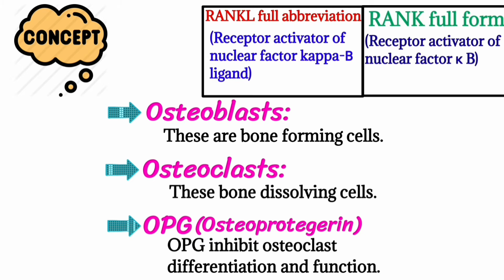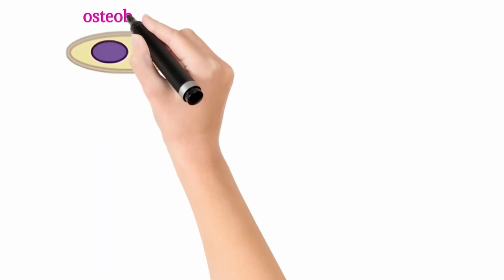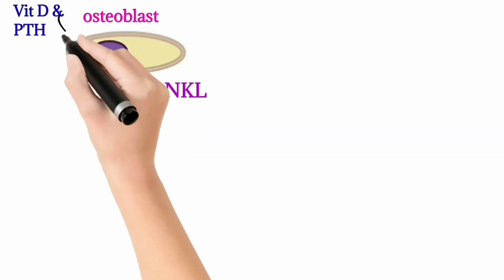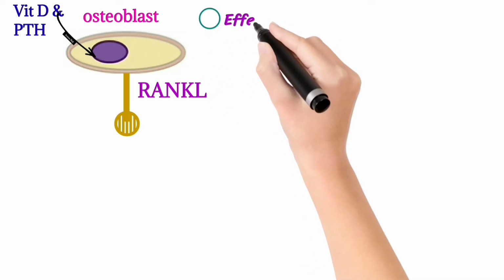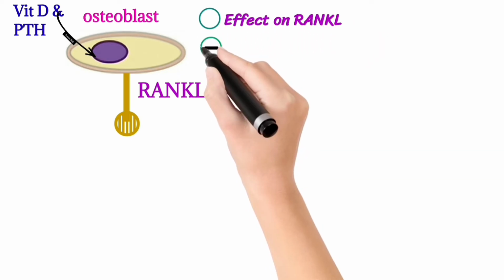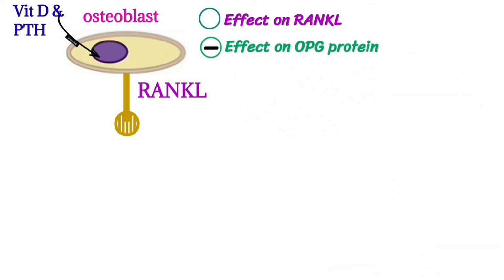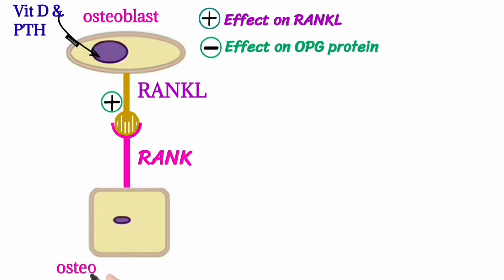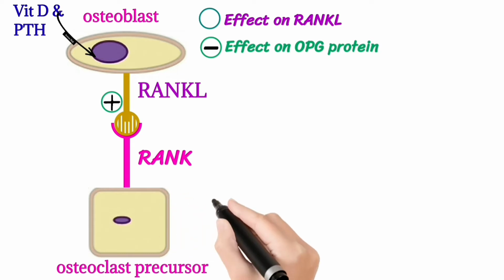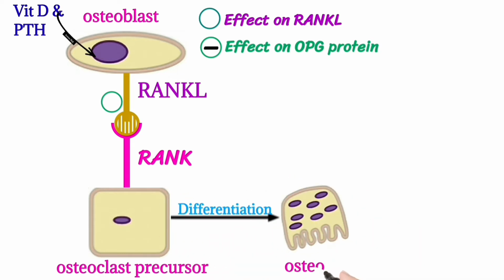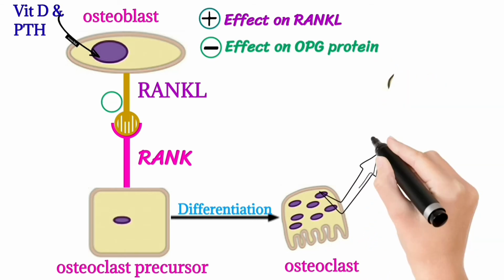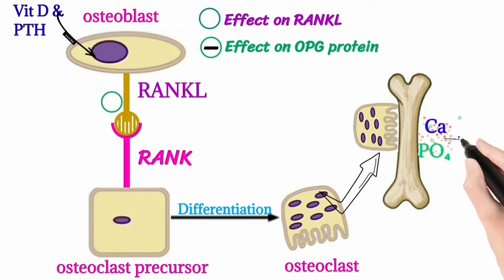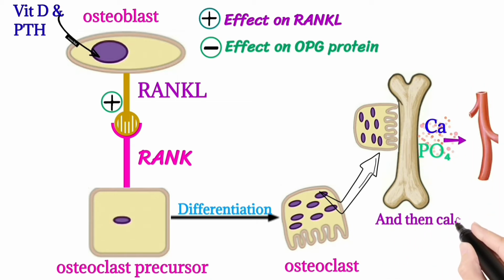Next, when parathyroid hormone and vitamin D act on osteoblast cells, it has a positive effect on RANKL receptors and a negative effect on osteoprotegerin protein. The RANKL receptor binds to the RANK receptor of the osteoclast precursor, and the osteoclast precursor differentiates into osteoclast, and osteoclast does resorption. Understand? And takes calcium and phosphate, and this calcium and phosphate goes to the circulation or blood, right?